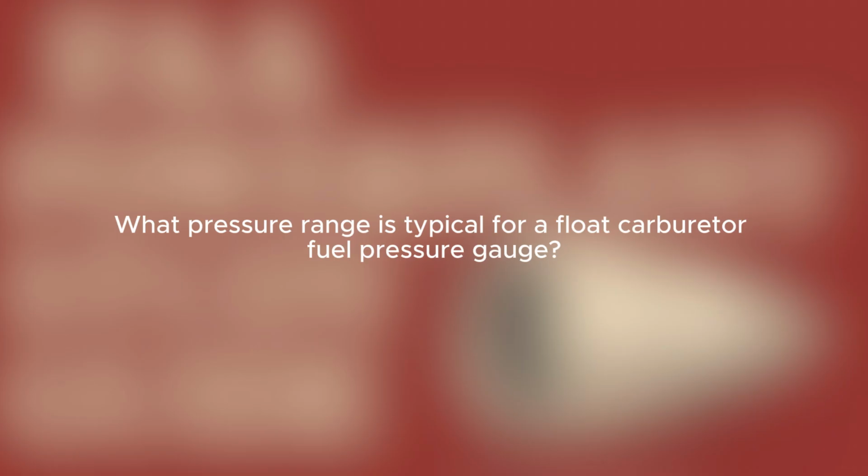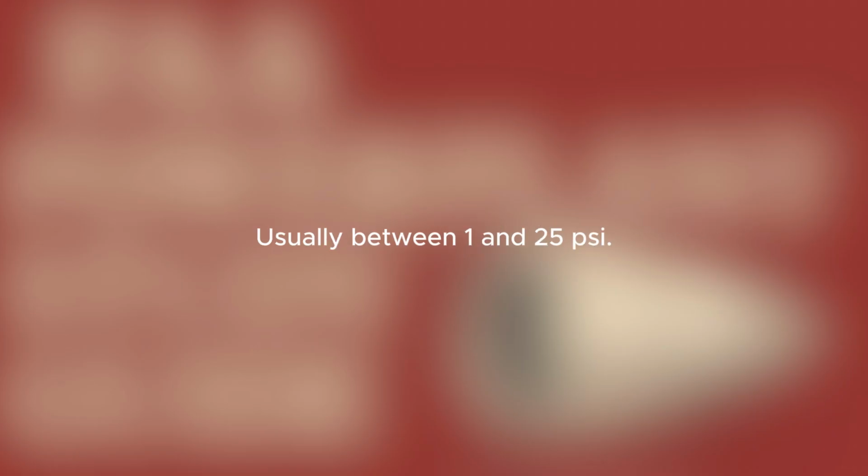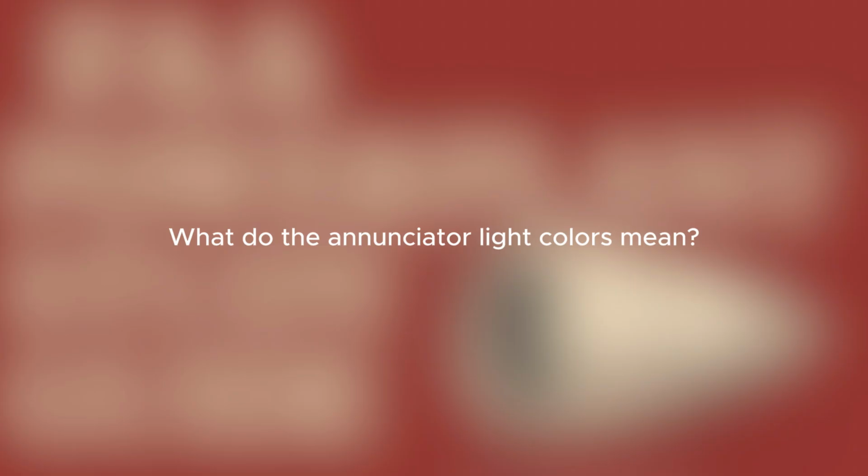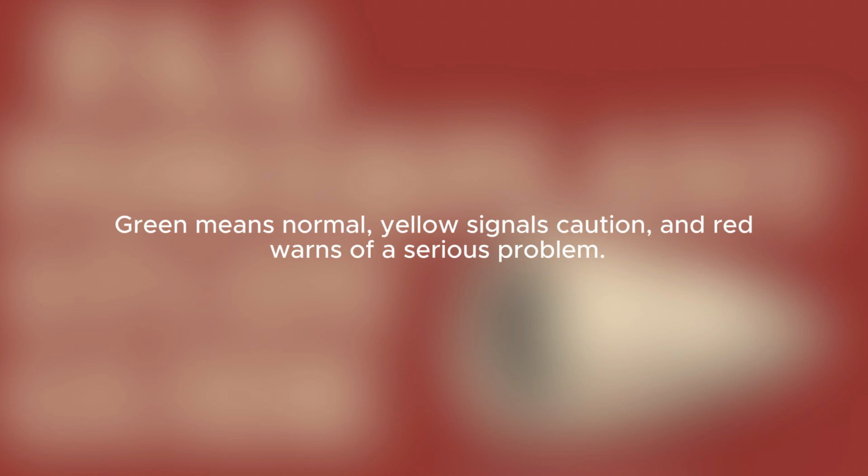Why might a fuel pressure gauge fluctuate? Because the dampening oil has leaked out of the line. What pressure range is typical for a float carburetor fuel pressure gauge? Usually between 1 and 25 pounds per square inch. What do the annunciator light colors mean? Green means normal, yellow signals caution, and red warns of a serious problem.